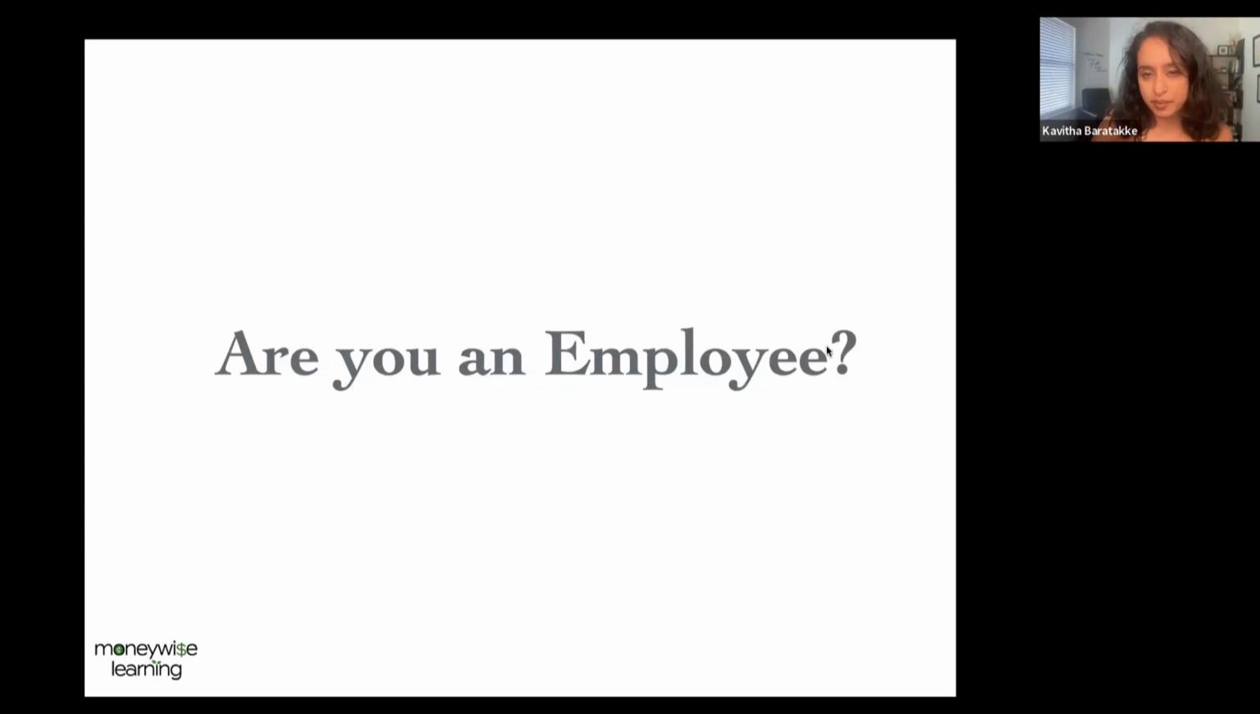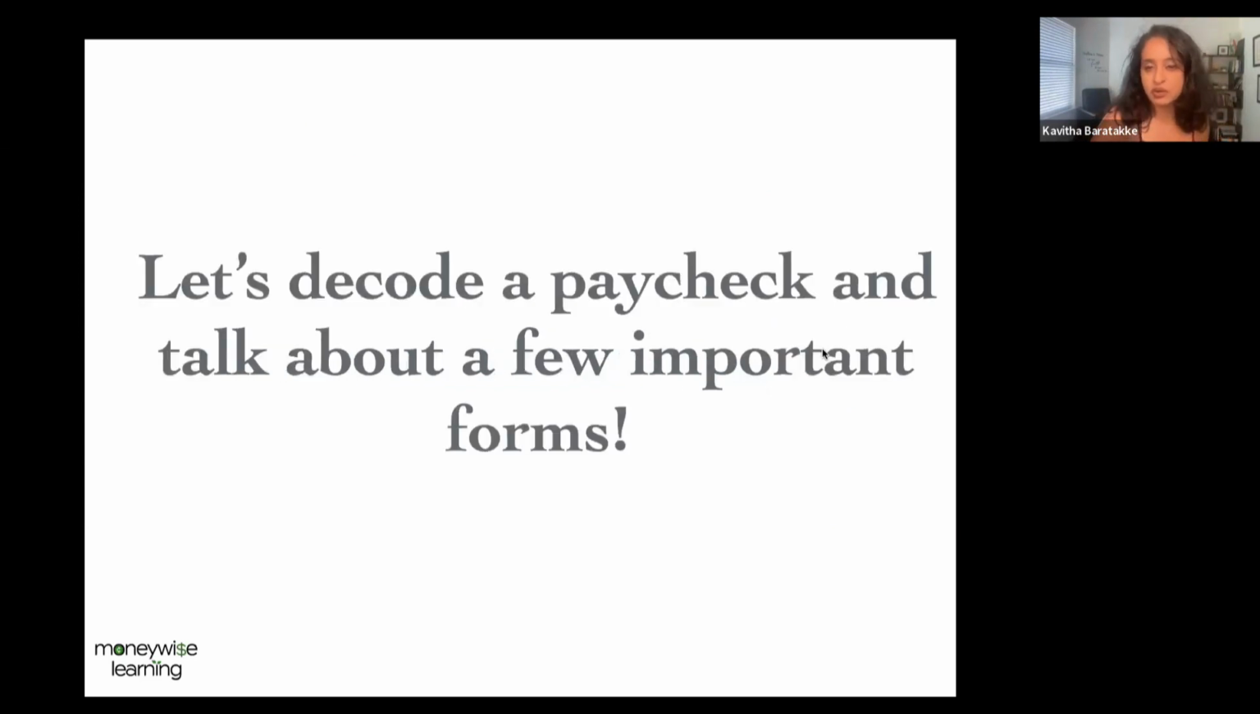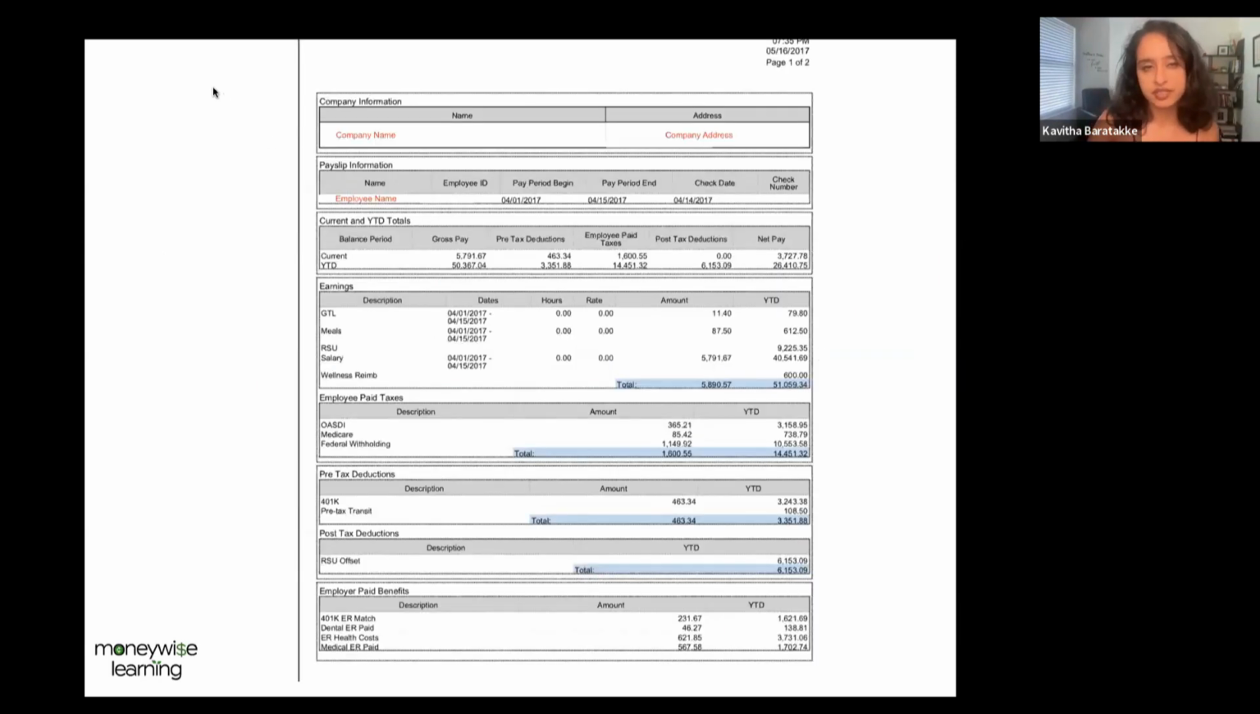So let's say you're an employee. What happens? Let's decode a paycheck and talk about a few important forms that you might see when you're an employee. So the first thing is you'll have a paycheck, right? We also call it a pay stub, S-T-U-B, or a pay slip, depending on which employer you're with.